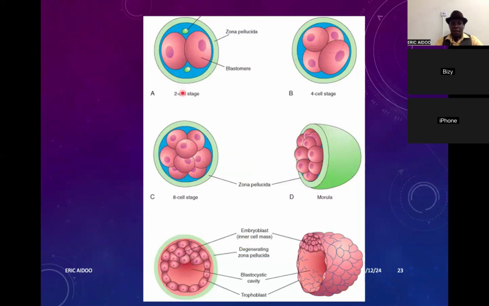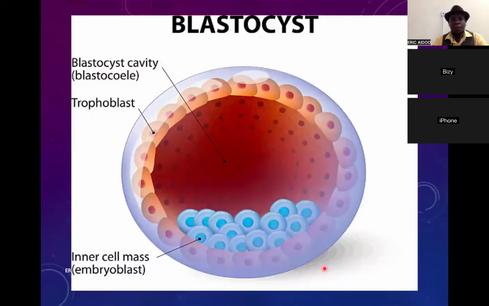So a summary again: 2-cell stage, 4-cell stage, 8-cell stage, morula, and then you have the blastocyst cavity, trophoblast, inner cell mass. Okay, so that is a 3D cartoon of what I am explaining. Okay, so again, as I always do, I keep explaining the same thing over and over again so that it will sink. We have blastocyst cavity, and that blastocyst cavity can now be called blastocele. So that's another name for the blastocyst cavity, blastocele. That is the inner cell mass, and that is the trophoblast.